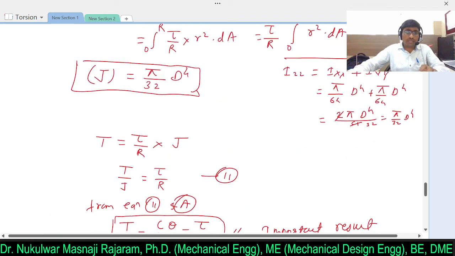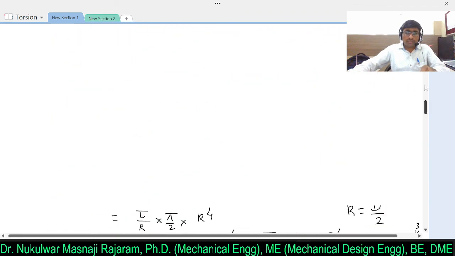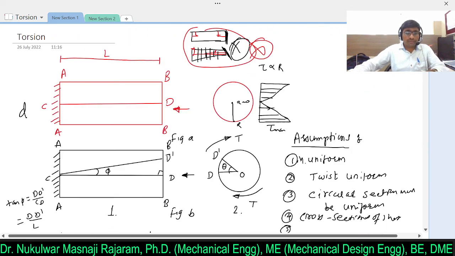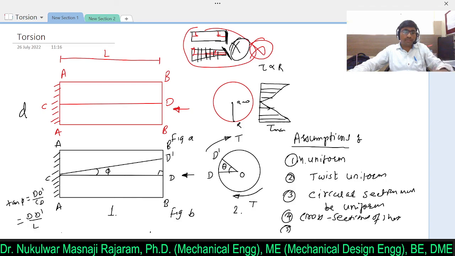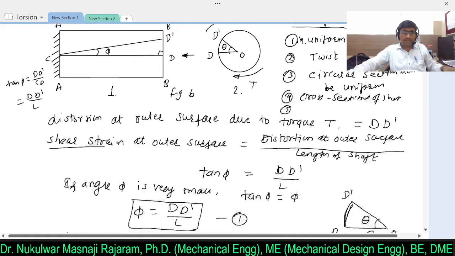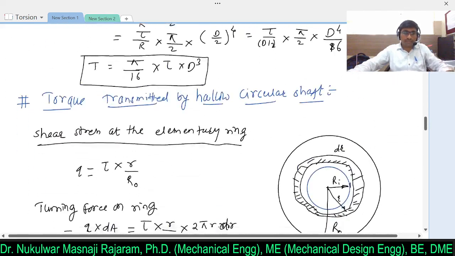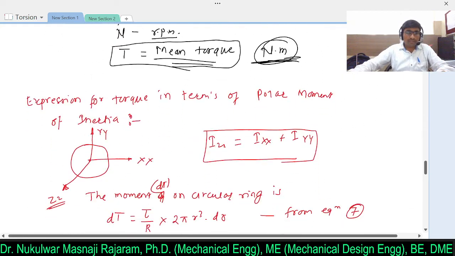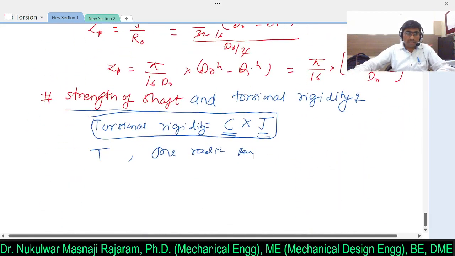So this is all about the torsion of the shaft. I hope you understand the concept of torsion, torque transmitted by a solid shaft and hollow shaft, the main torsional equation, then polar moment of inertia, polar modulus, and torsional rigidity.